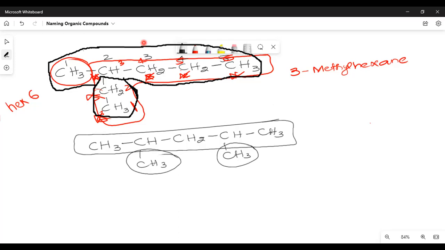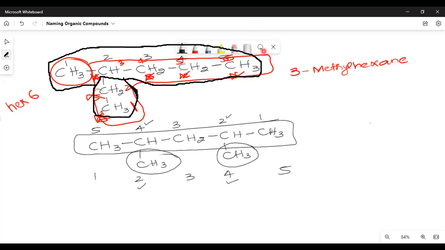Now, if I start numbering from this side, this is 1, this is 2, this is 3, this is 4, this is 5. So one of the branches gets the number 2 and one of them gets the number 4. If I start numbering from this side, 1, 2, 3, 4, 5, one of the branches gets number 4 and one of the branches gets number 2. So actually numbering does not matter from either side since we end up with the same name.